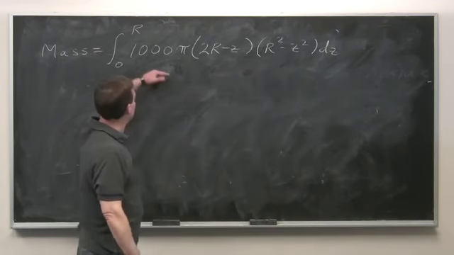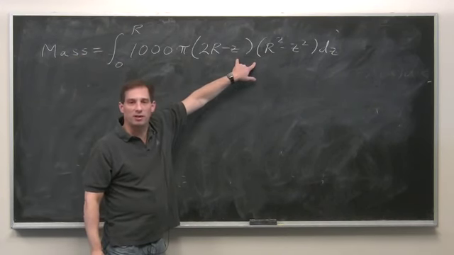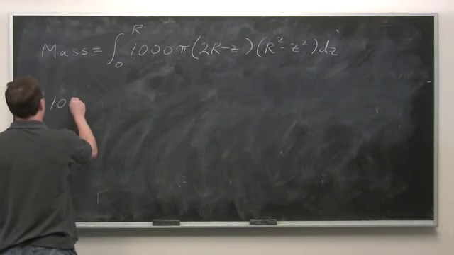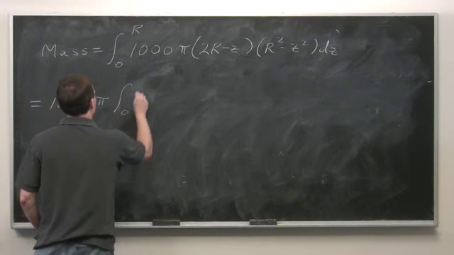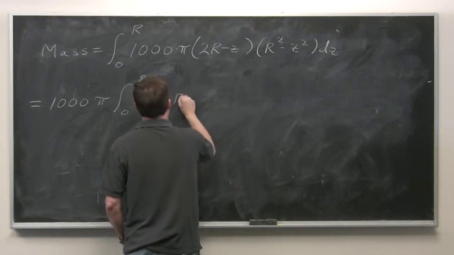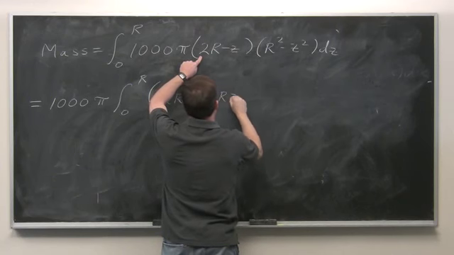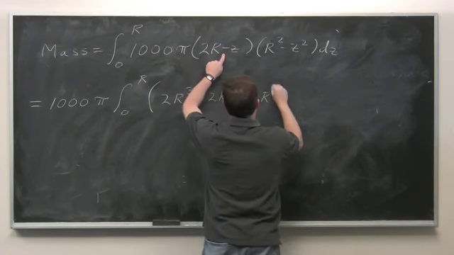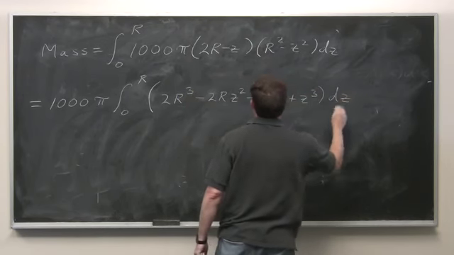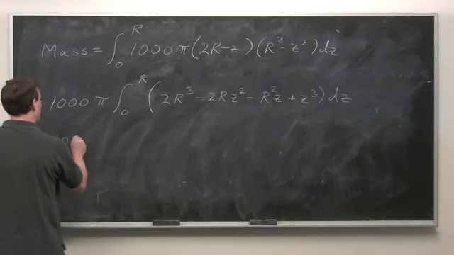How do you integrate this? Well, it's easy. You pull out the 1,000 pi. It's a constant. The easiest thing to do is just go ahead and multiply this out. You get a polynomial. You use the power rule. And you get whatever you get. You get 1,000 pi times the integral from 0 to R of 2R cubed, and then a minus 2Rz squared, and a minus R squared z, and a plus z cubed dz. You get that, and then you use the power rule repeatedly.